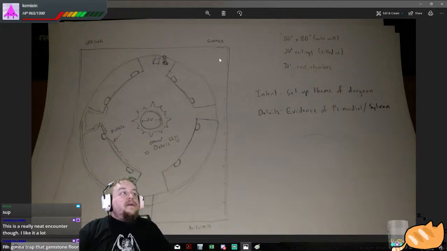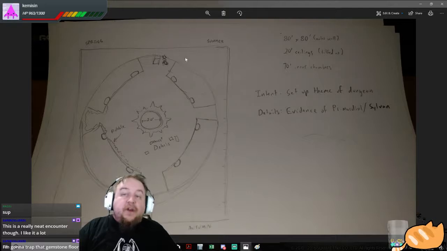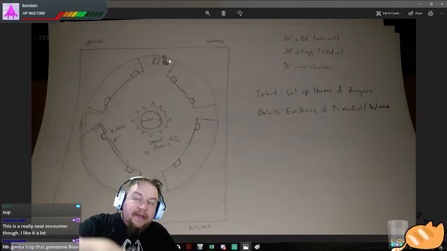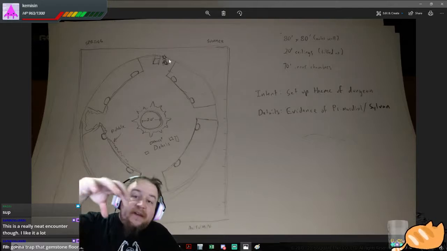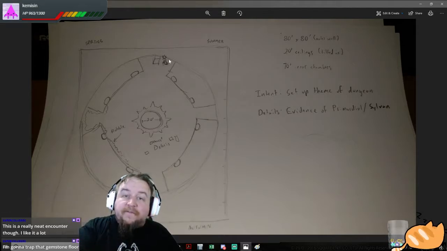And the reason for this is you want them to experiment, and they're going to turn the wheel, and a platform is going to come down from the second floor to the first.